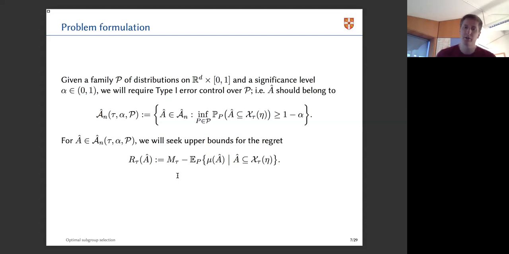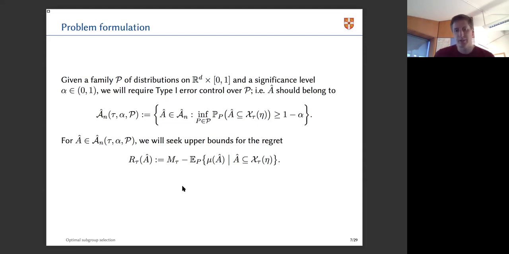And subject to belonging to that set, remember we said we wanted the set we output to be as big as possible, and I'm going to measure that in terms of what I'll call a regret. And the regret here is the difference between the optimal measure we get output, that's this M tau that I defined before.